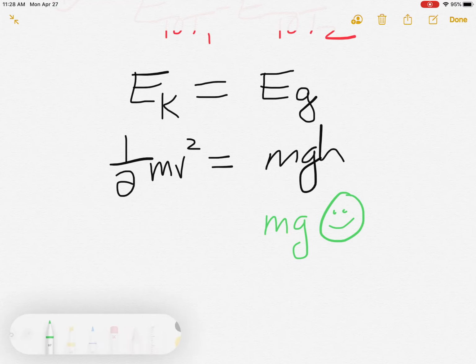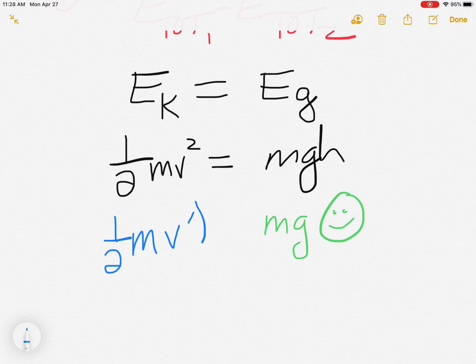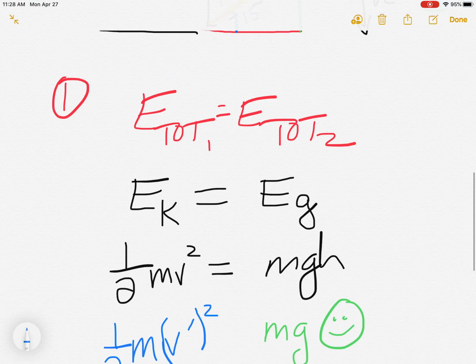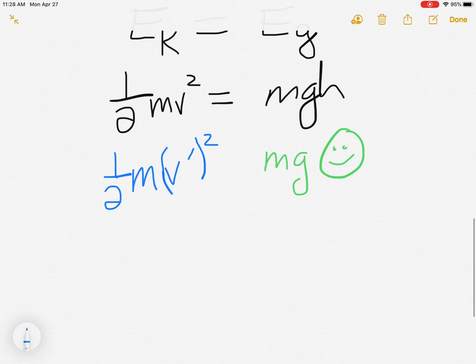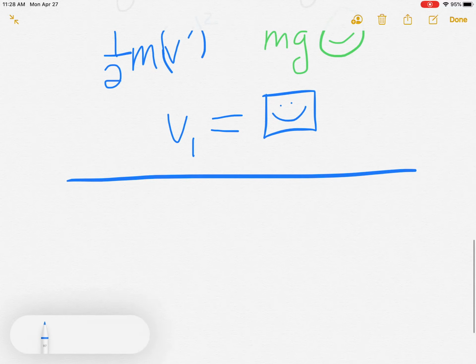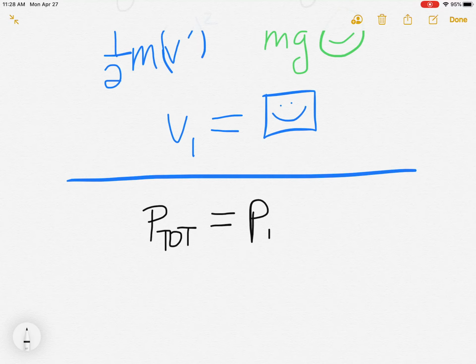The mgh is easy because that's going to be the h you figured out with all that triangle stuff, the change in the height. And the v here is going to be the v prime after the collision, right? Go back to the picture. This speed right here is the speed right after Ralph slams into you. So we can work this backwards and figure out what that speed has to be. Go ahead and do that.